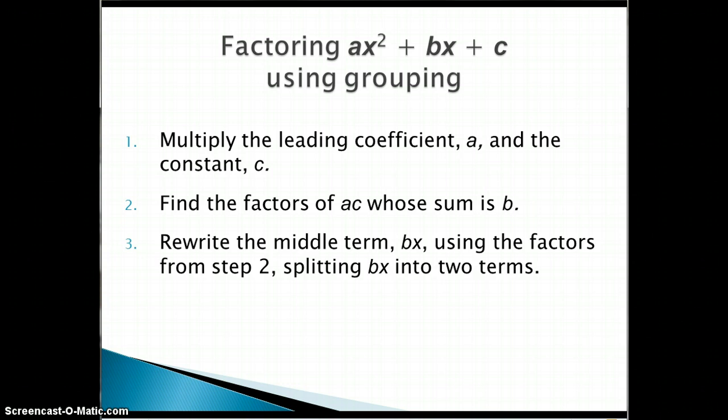Once you find those two numbers that multiply to give you the product AC and add to give you the sum b, you're going to use those two numbers to rewrite the middle term bx. So you'll be splitting that bx term into two terms, which will give you a 4-term polynomial instead of the 3-term polynomial that you started with. And then you're ready to factor by grouping.